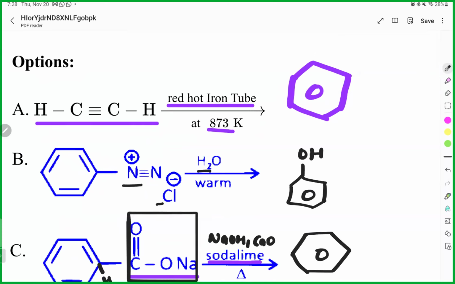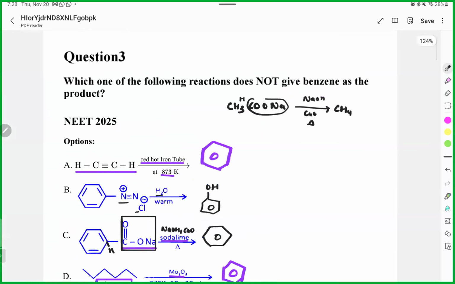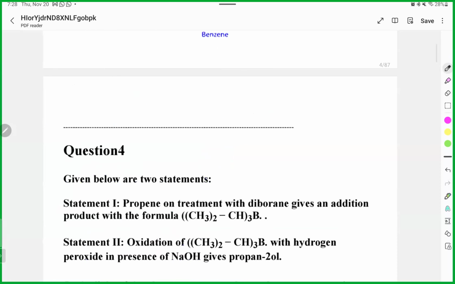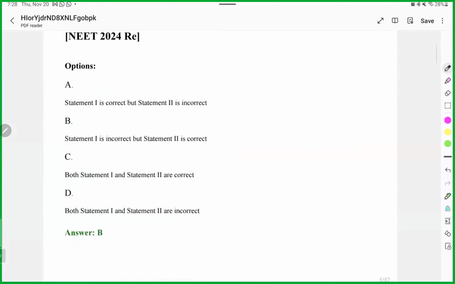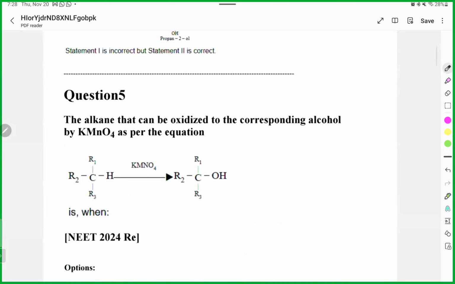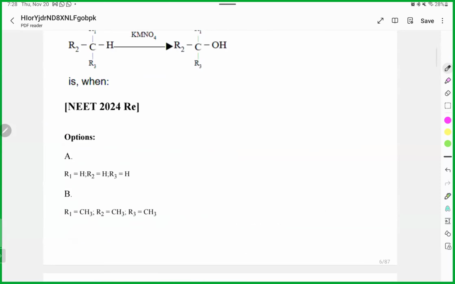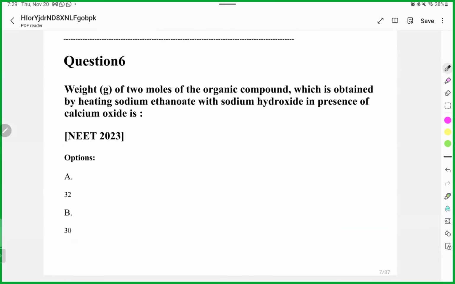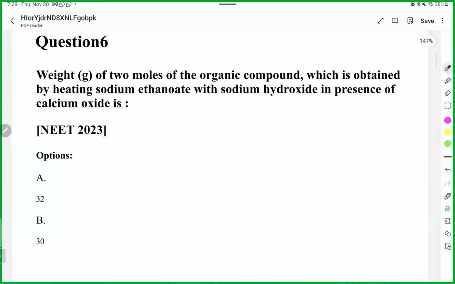Yes, sir. So they are asking in which of the following reactions benzene is not product B. But this is a good revision of all this benzene formation process and this decarboxylation. You already had this question, because the same reaction is given.